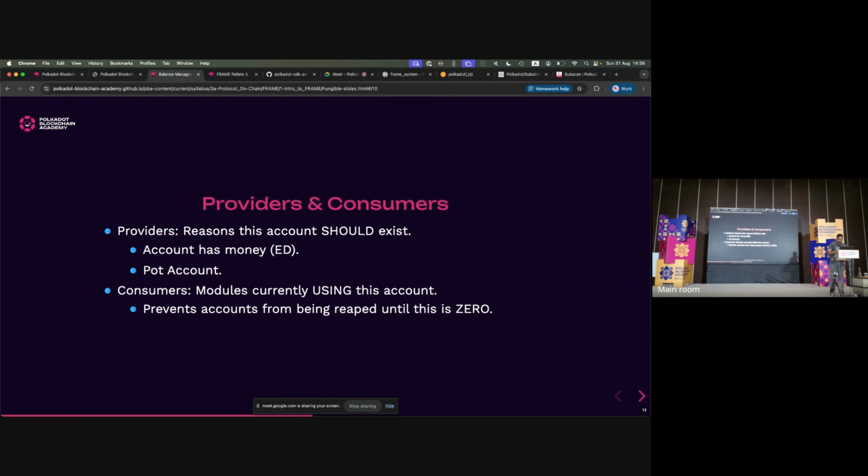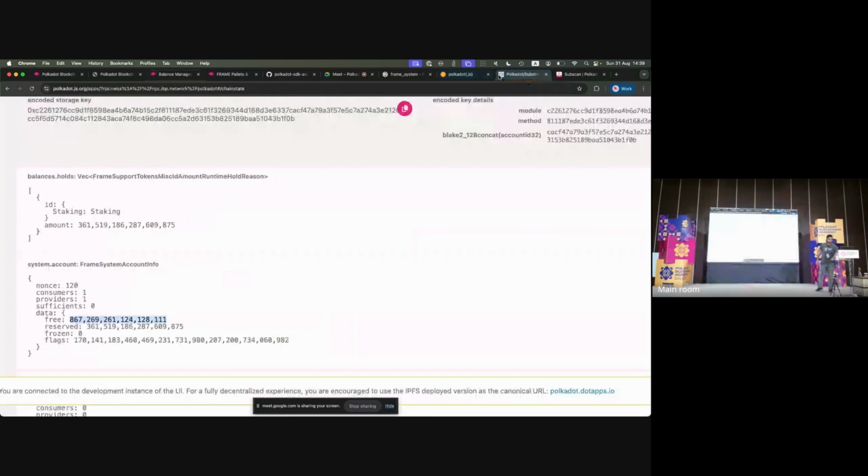So there is this concept of providers and consumers. Let me see if I'm saying the right thing. When something is the reason why some account should be alive, that's a provider. So when you put a balance that is more than one DOT, the provider count is increasing. If you remember, this one has one provider. It comes from the fact that they have some balance that is above ED.